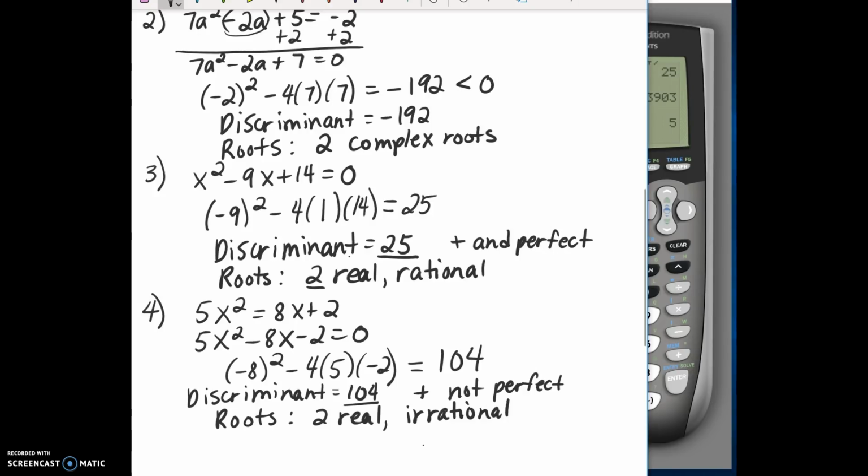Okay, so that concludes our video for the types of roots and finding the discriminant. Our next video, we'll start looking at the full quadratic formula.